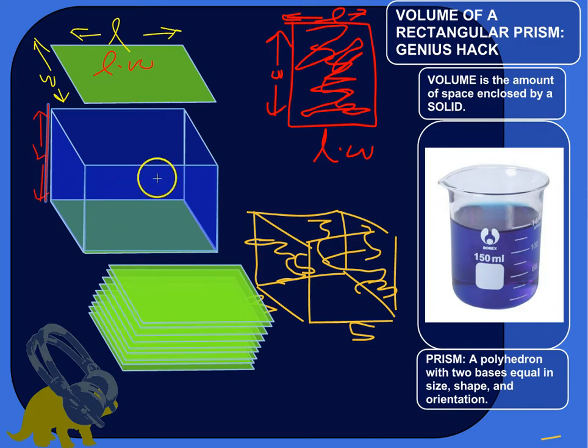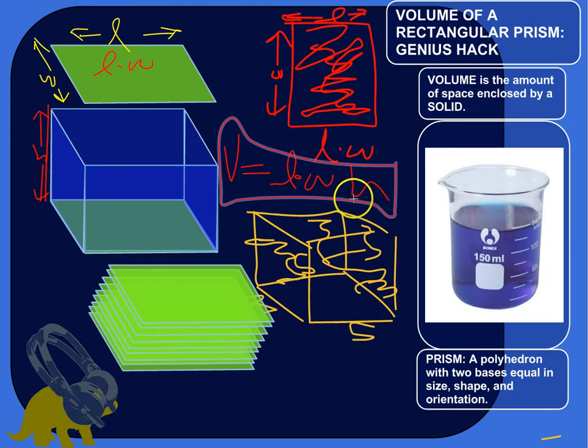So the volume enclosed by the rectangular prism would be the length of the base times the width of the base. Let me draw a proper W. It's okay. The length of the base times the width times the height of the prism. And that gives you the amount of space enclosed by that prism.